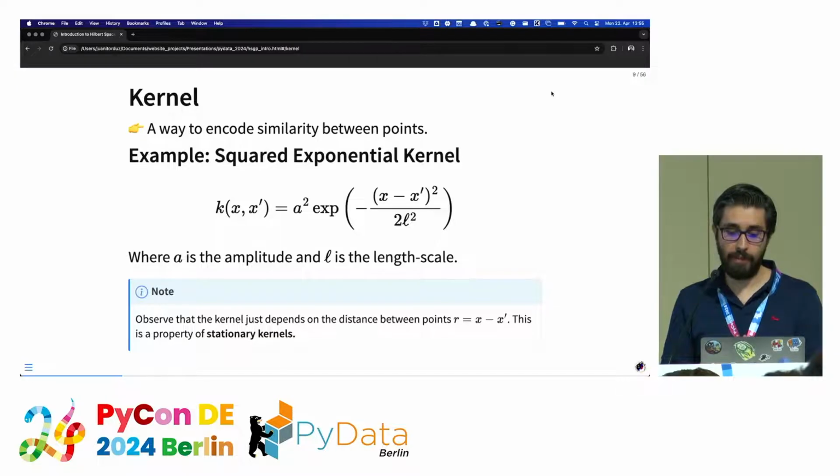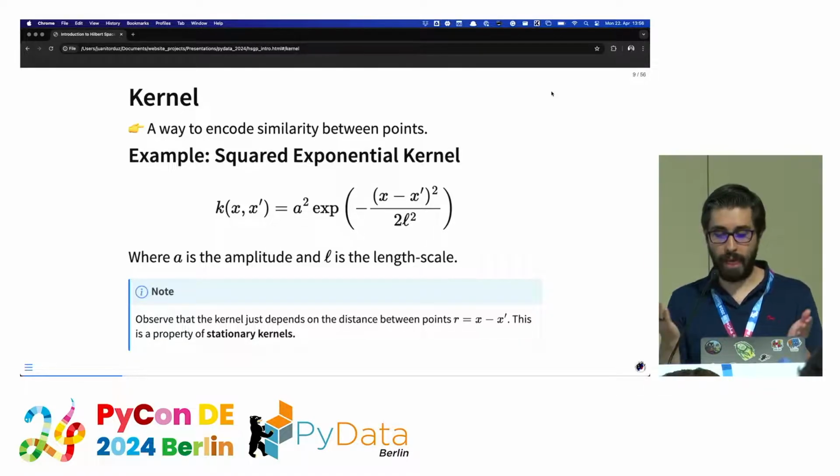If L is very big compared to the range of X, then if I change X prime a little bit, it's going to make very little difference. Whereas if L is small compared to the range of these values, a small change in X prime will change the value of the kernel quite a lot.